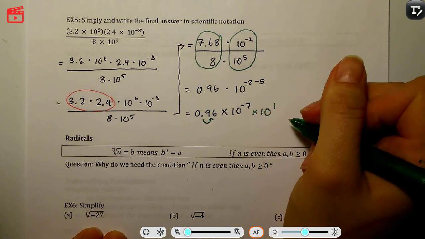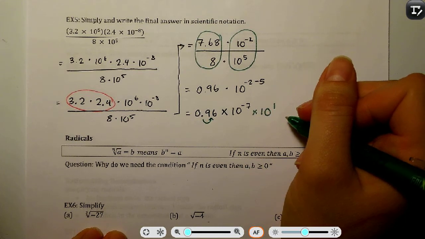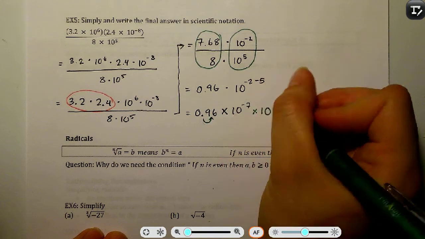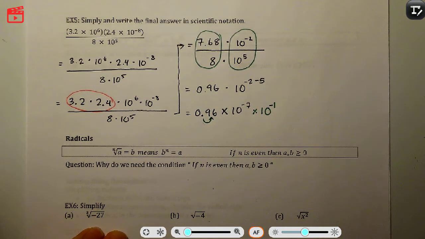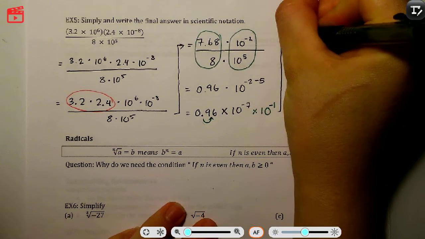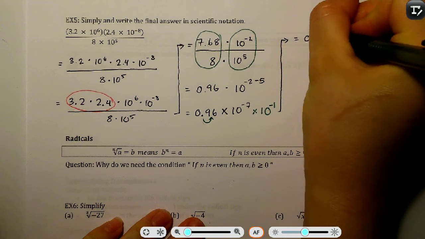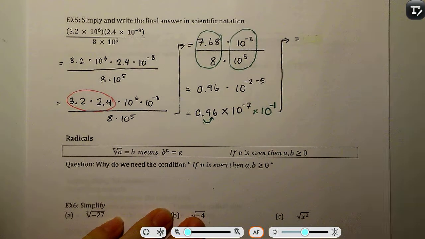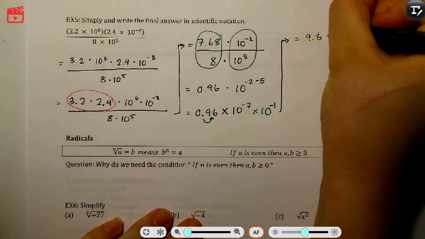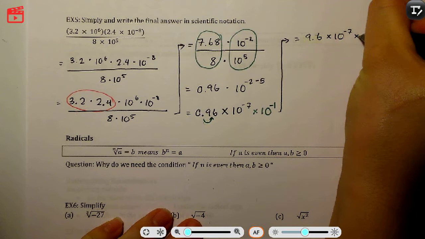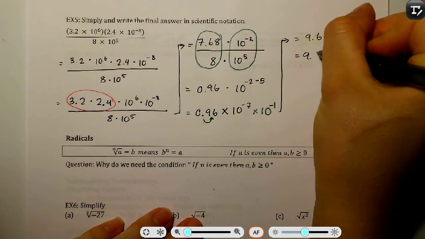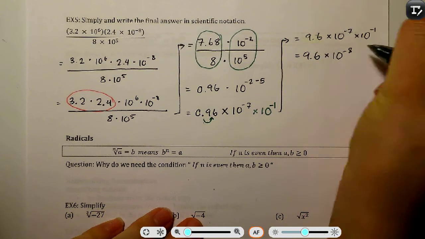I moved the decimal once, and the question is, is this a negative or positive? Well, it used to be a small number, so that's going to be a negative, because it used to be a smaller number. So now let's see what we have. I have 0.96, I don't need the 0 anymore. I have 9.6 times 10 to the negative 7 times 10 to the negative 1. Simplifying, I get 9.6 times 10 to the negative 8.